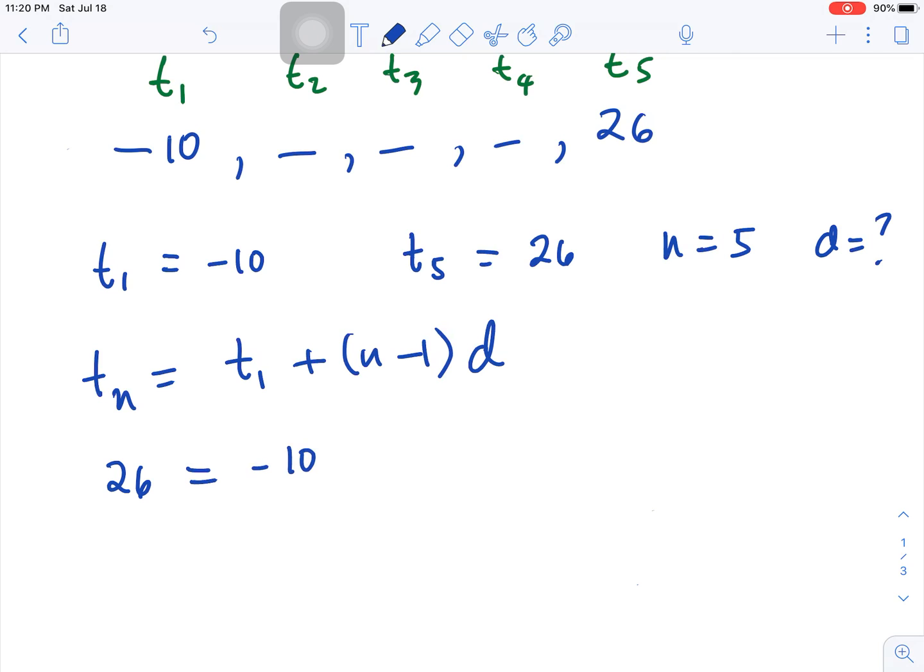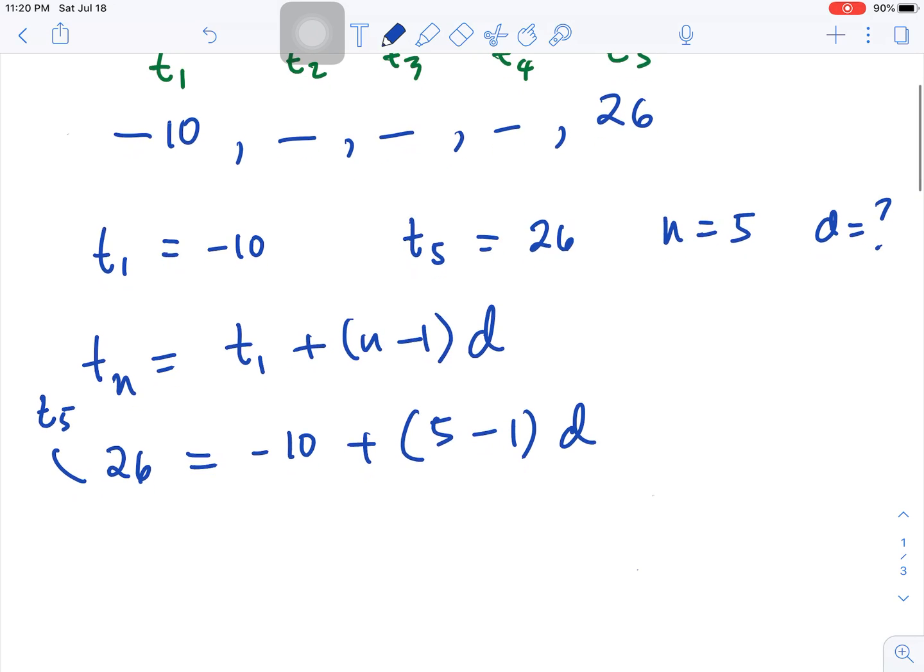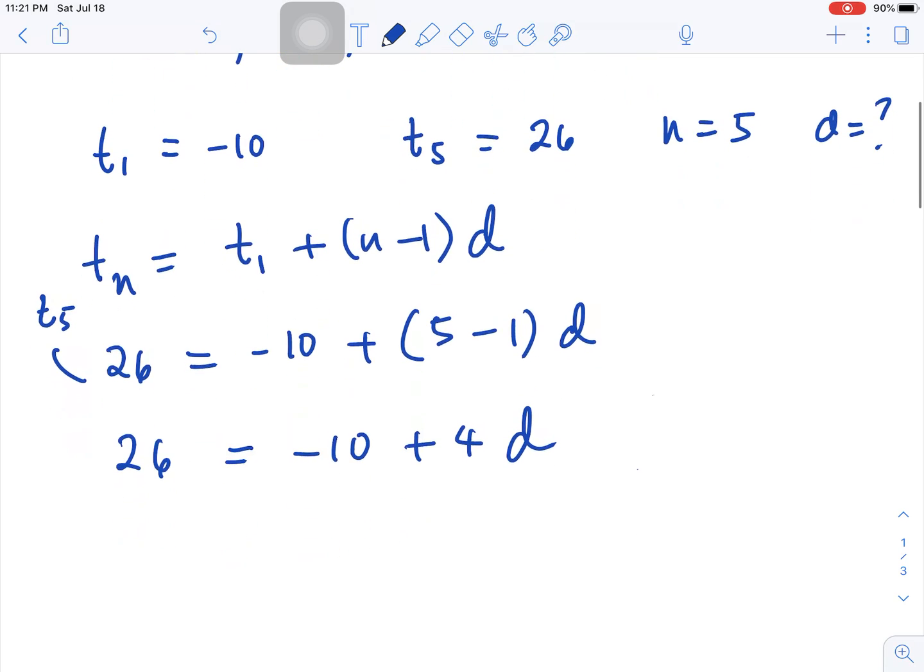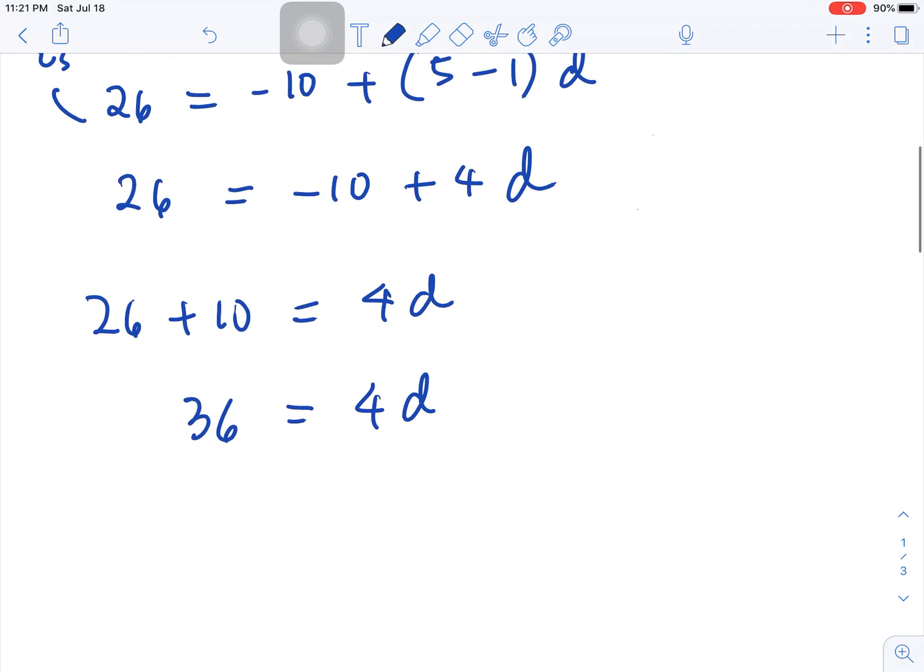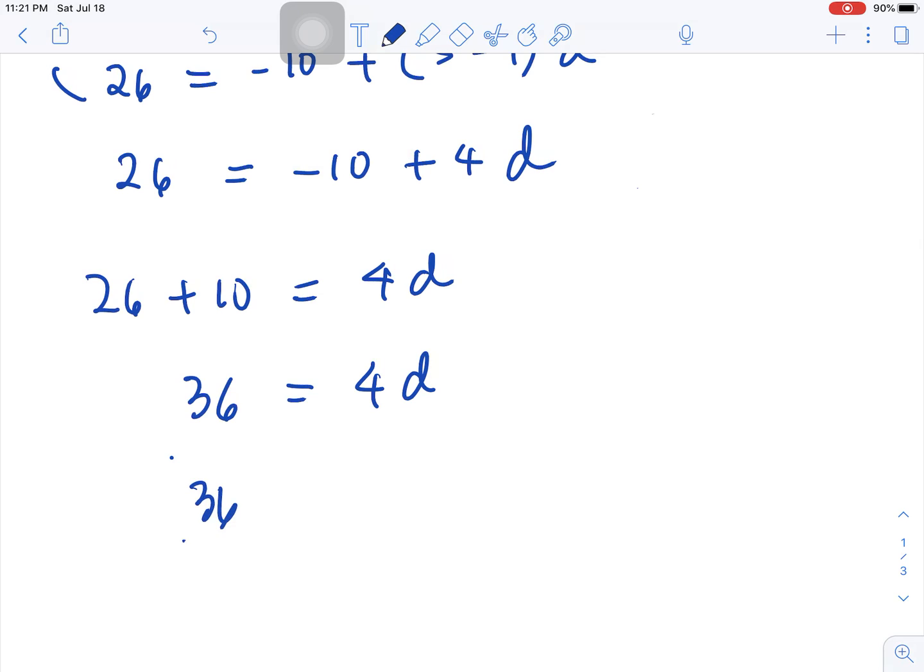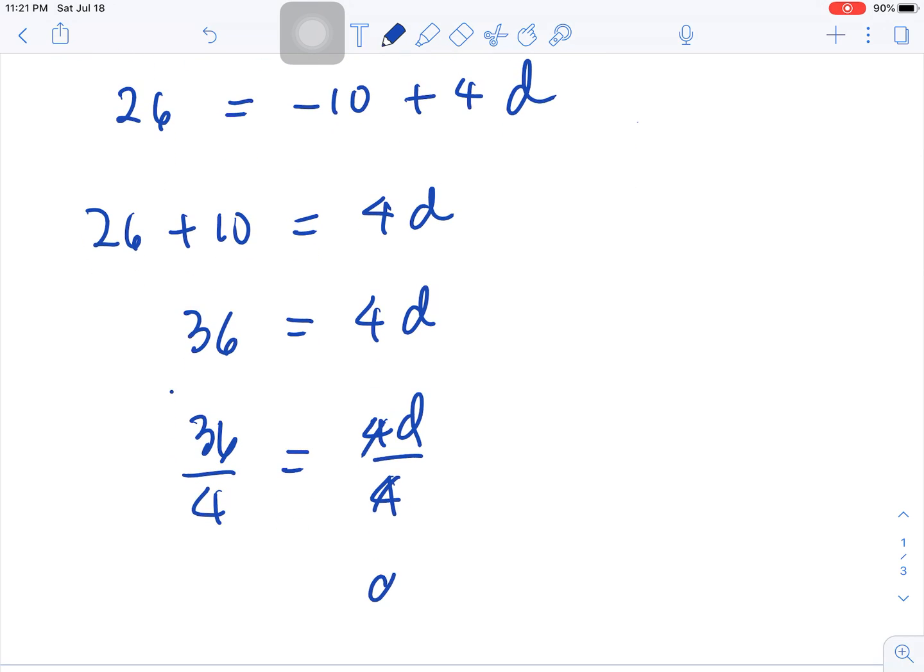And we have t sub 1 of -10 plus ang number of terms natin ay 5 and then minus 1. And we have t sub 5, no? And 26 equals -10 plus 4d. Which means that if we add 10 to both sides, we have 26 plus 10 equals 4d. Mawawala na yung 10 kasi -10 plus 10 is 0. So this is 36 equals 4d. And d is equal to 9. So d is equal to 9.